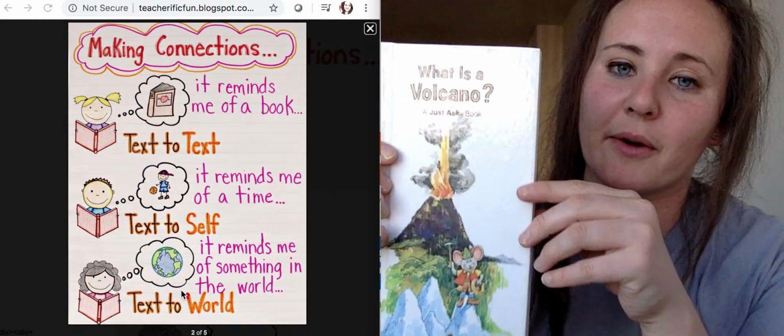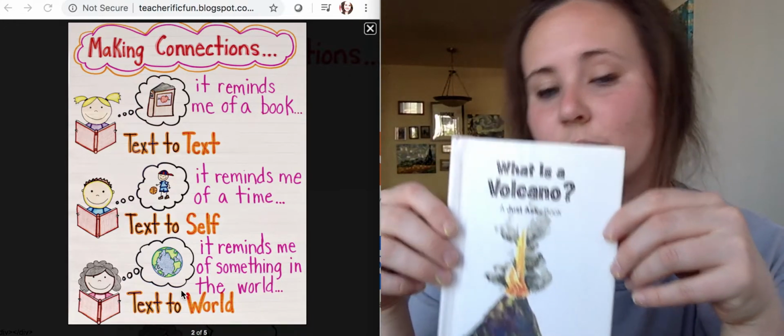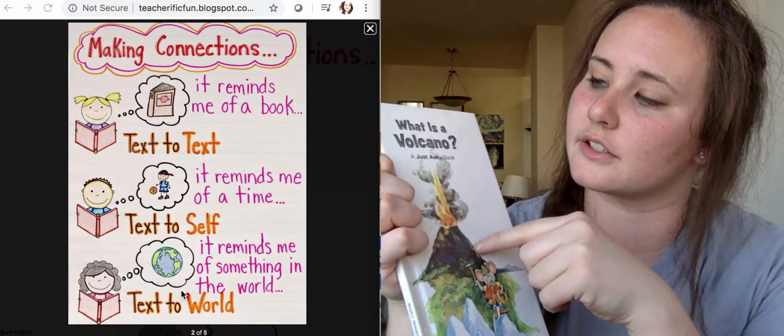Alright guys, I want you to think about what is a connection that you had to our story. What do you connect to about volcanoes?